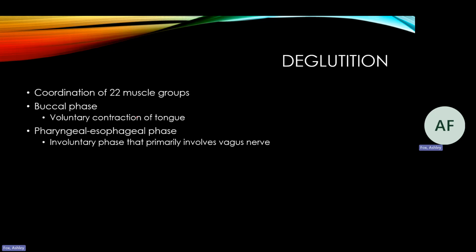Now we're going to talk about deglutition. Deglutition is actually the coordination of a bunch of muscles. We're not going to list all the muscles or anything like that. We're just going to talk about the overall process. So you have two phases.